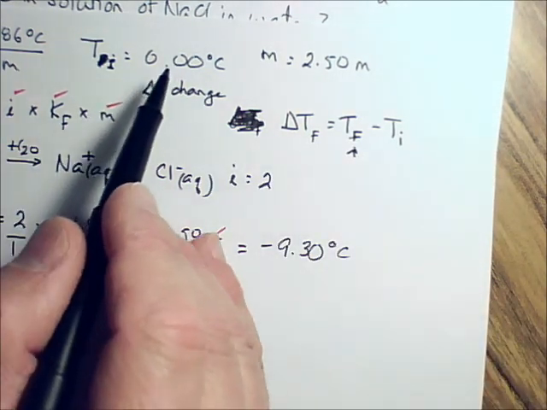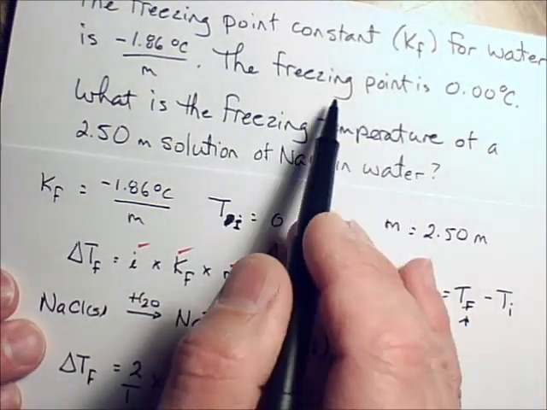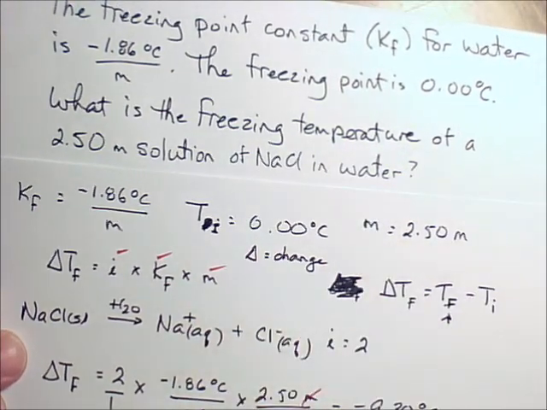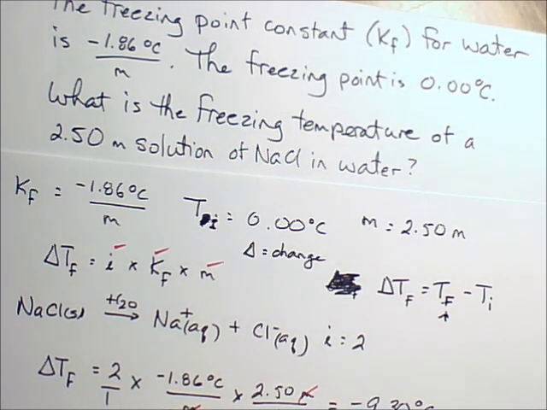So we have temperature initial from the problem. The problem says that the freezing point of water is 0 degrees C. That's always going to be your initial temperature. The freezing temperature of the pure solvent is always the initial temperature. If you haven't written that down somewhere, now would be a really good time.